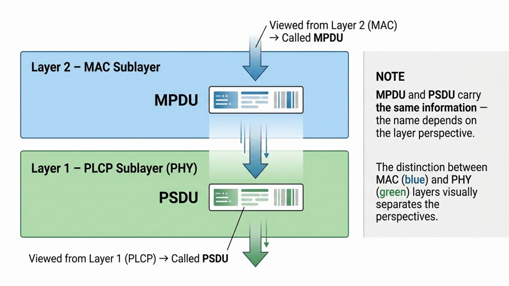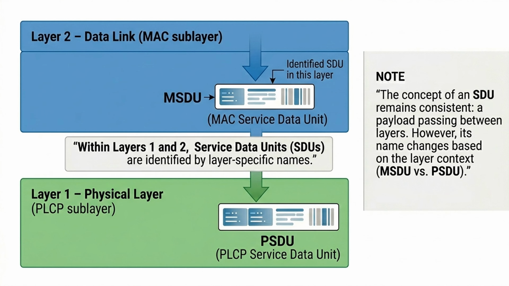When is the MPDU called PSDU? MPDU and PSDU are normally the same information. The name MPDU or PSDU depends on the layer at which the information is considered or analyzed. MPDU is the information from the Layer 2 sublayer MAC perspective, and PSDU is the information from the Layer 1 sublayer PLCP perspective. Within Layers 1 and 2, the service data units, SDUs, go by specific names.